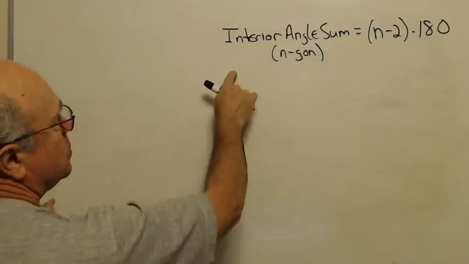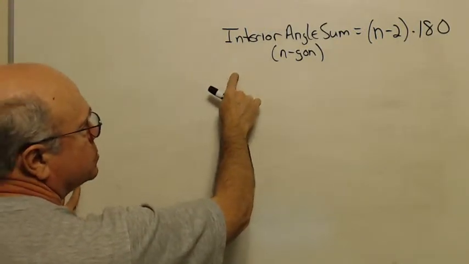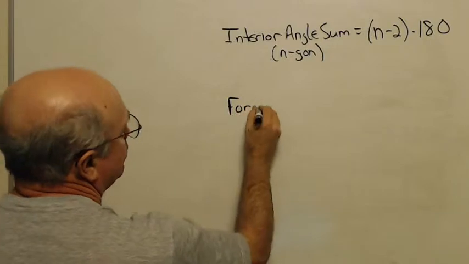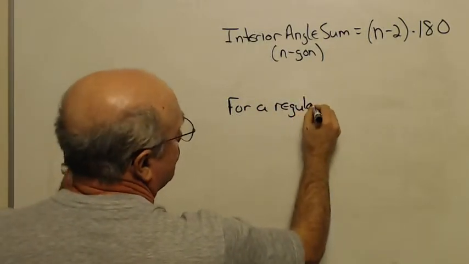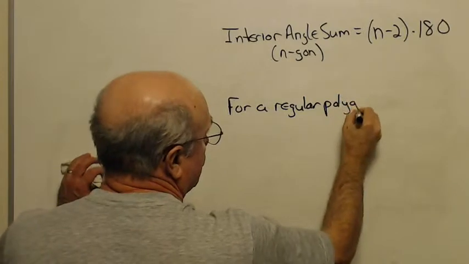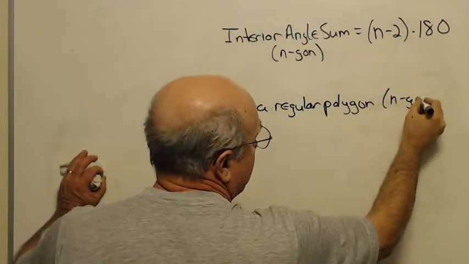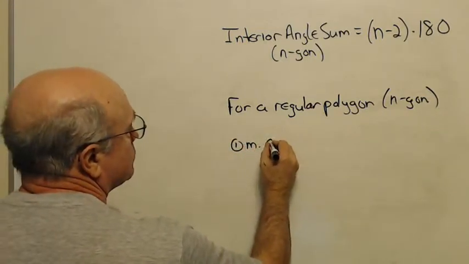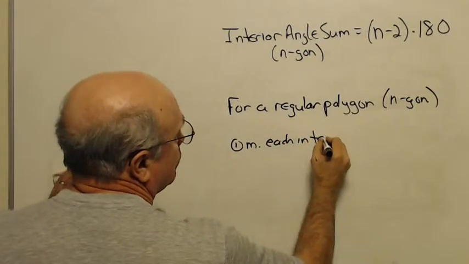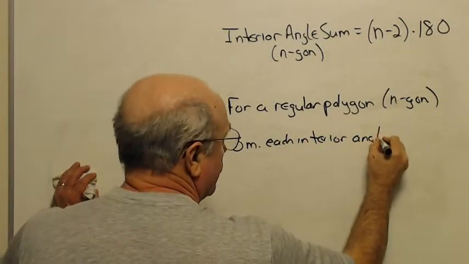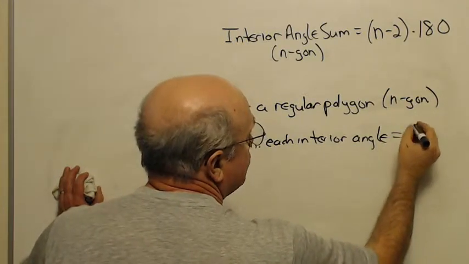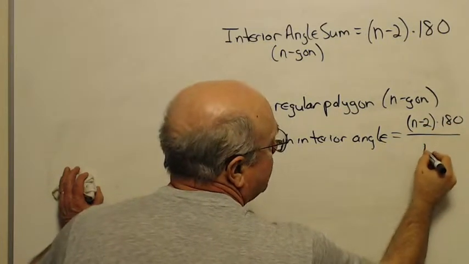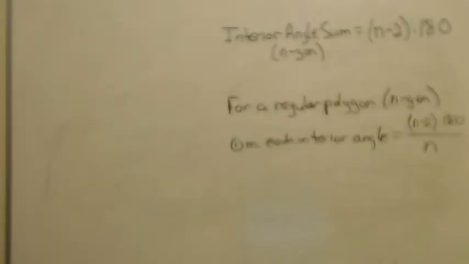So I'm going to leave a little space here because I want to talk about something called an exterior sum in a second. But if for a regular polygon, and again we're talking about an n-gon, n sides, n angles, the measure of each interior angle is equal to its interior sum, which is n minus 2 times 180, divided by the number of angles that it has, which is n.